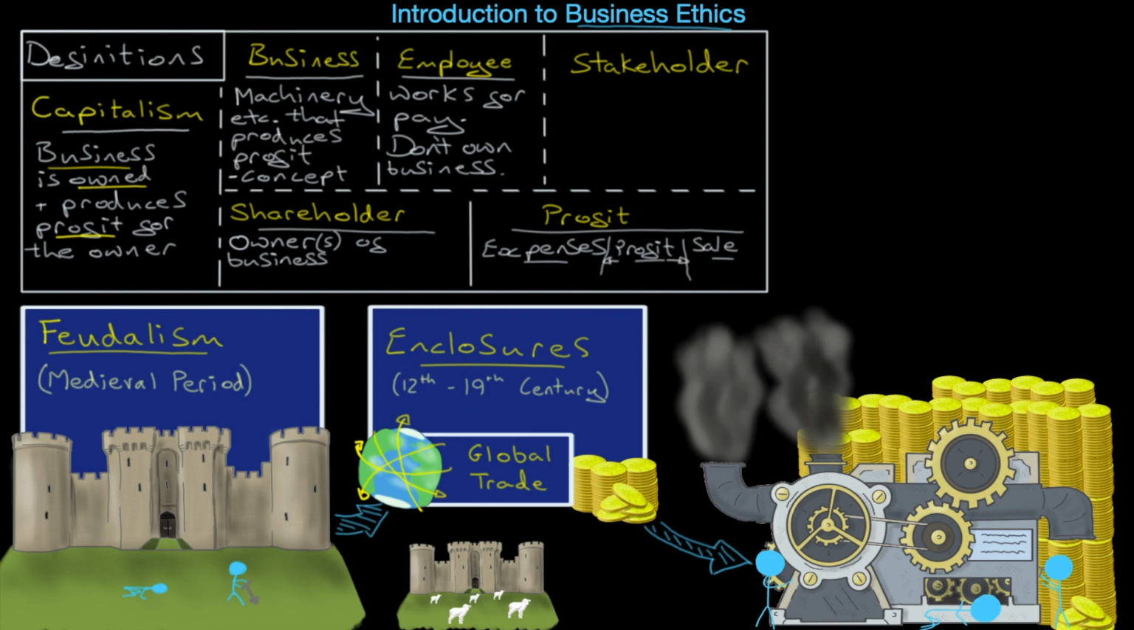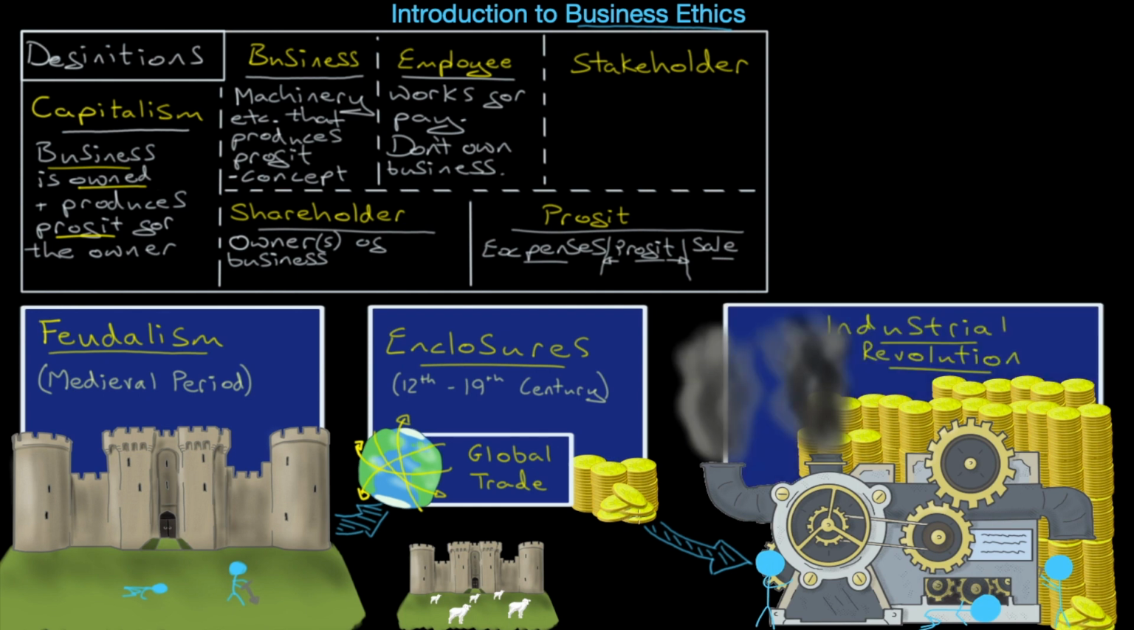Okay, so this period after the enclosures was the Industrial Revolution. And this is really the birth of modern capitalism as we begin to understand it today. But in the beginning, capitalism was extremely brutal. Workers had no rights. There was no sense of social responsibility. The course that we're going to be looking at considers how best should we run a business or be employed in a business now in an ethical way.